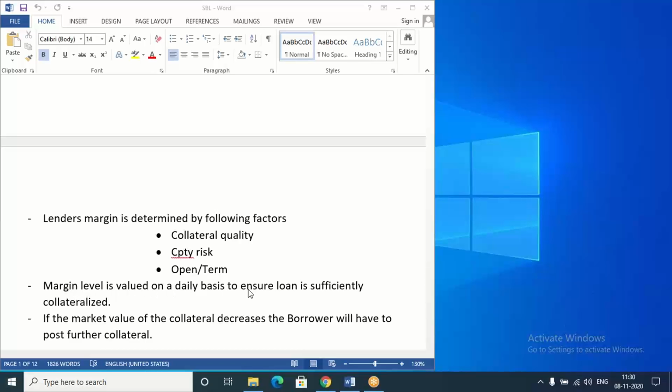Is this clear to everyone, what this sentence means? Margin level is valued on a daily basis to ensure the loan is sufficiently collateralized. Yes, it's sort of like a margin call, but in stock borrow lending, not in futures.